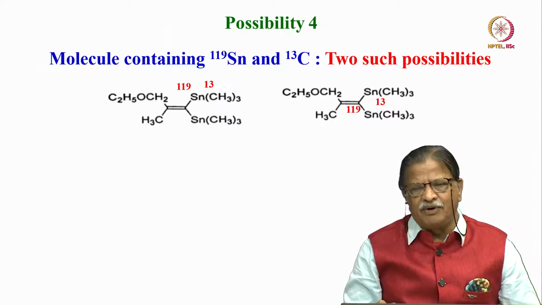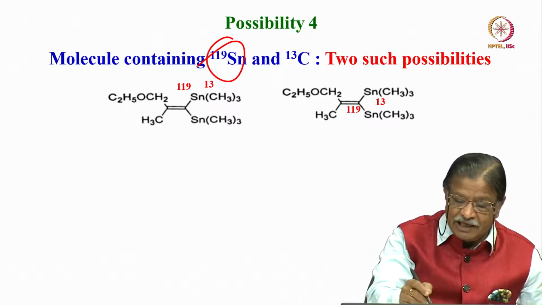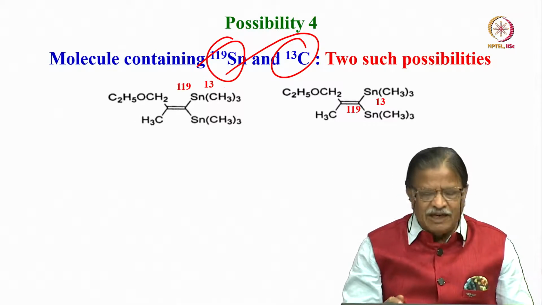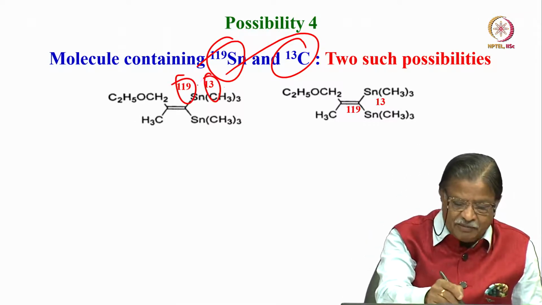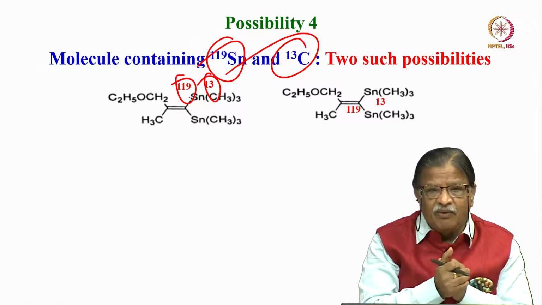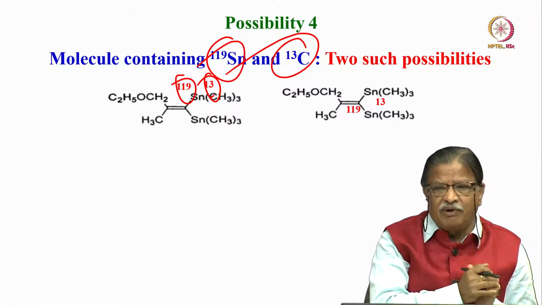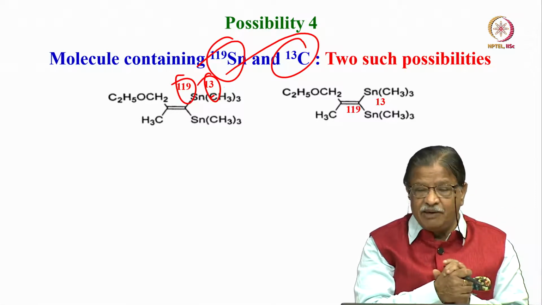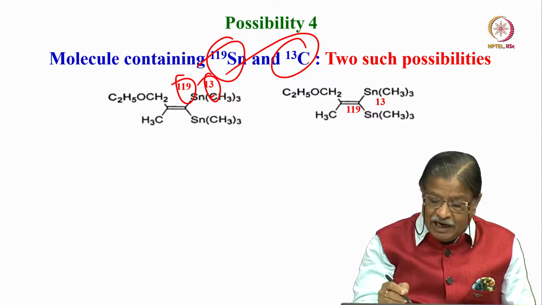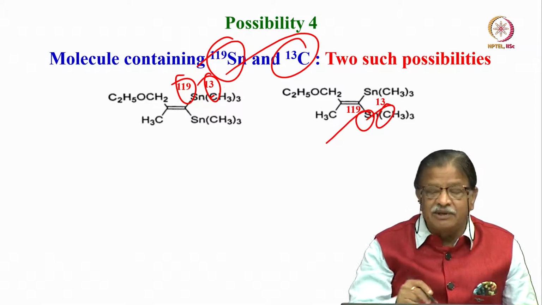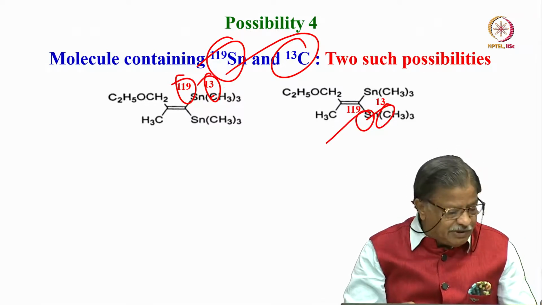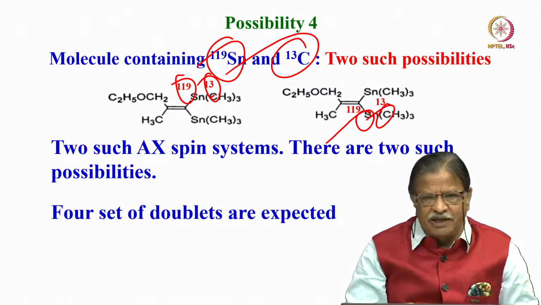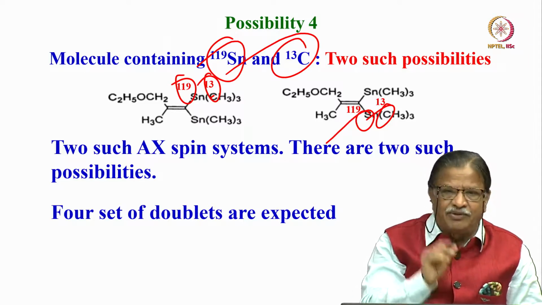What is possibility 4? One can be tin 119, the other can be carbon 13. This is possible. For example, this can be tin 119, this is carbon 13. Can there be a coupling? Why not? Carbon 13 is 1.1% abundant. It couples to tin and gives rise to multiplicity. It can become a doublet. It's possible. And in another molecule, this is 119, this is carbon 13. That's also possible. So there are again 2 AX spin systems. There are 2 such possibilities, and you should get 4 doublets, 8 peaks.